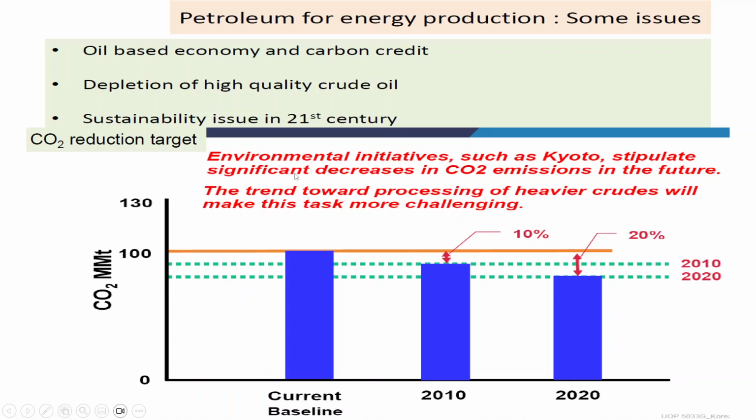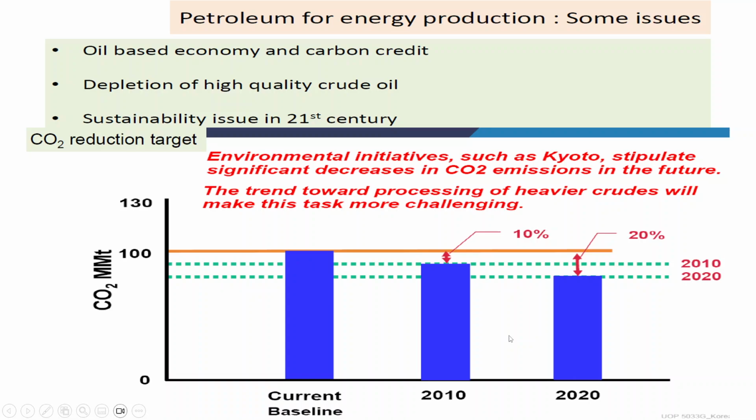There is this CO2 reduction target, which is the Kyoto environmental initiative, in which this is the current baseline, and we need to decrease the carbon content with respect to this baseline. Till 2010, it was estimated to decrease the carbon content by 10%, and till 2020, it is estimated to decrease by 20%. So the trend is towards processing of heavier crude, and we have to follow this Kyoto environmental initiative.